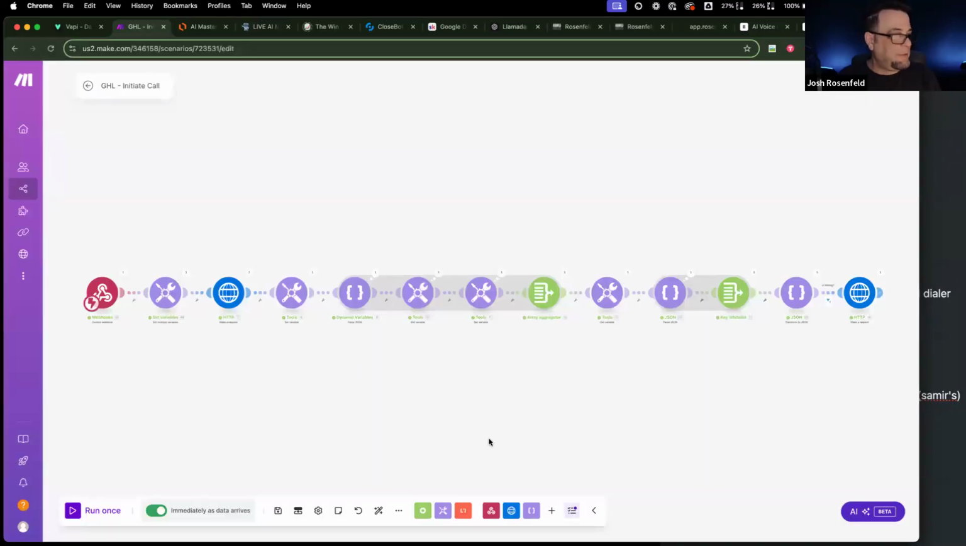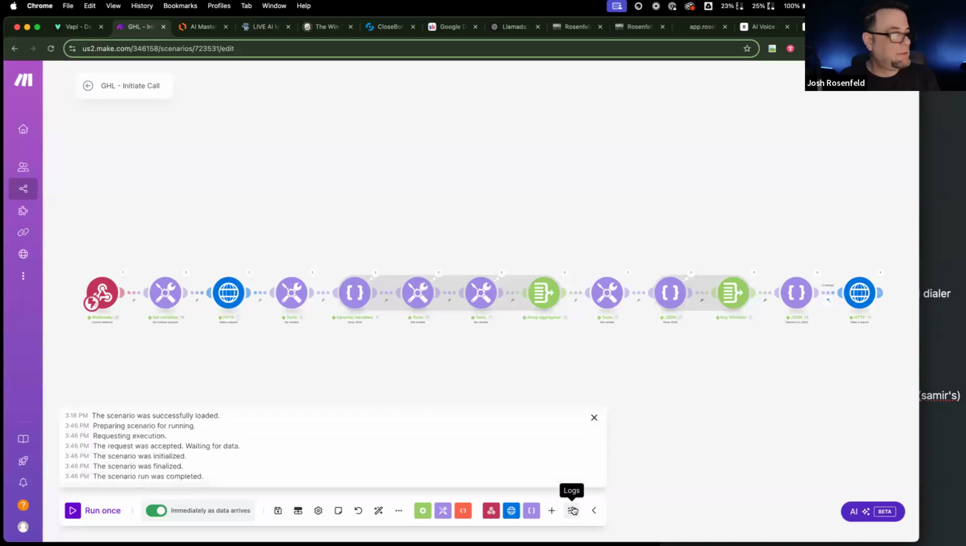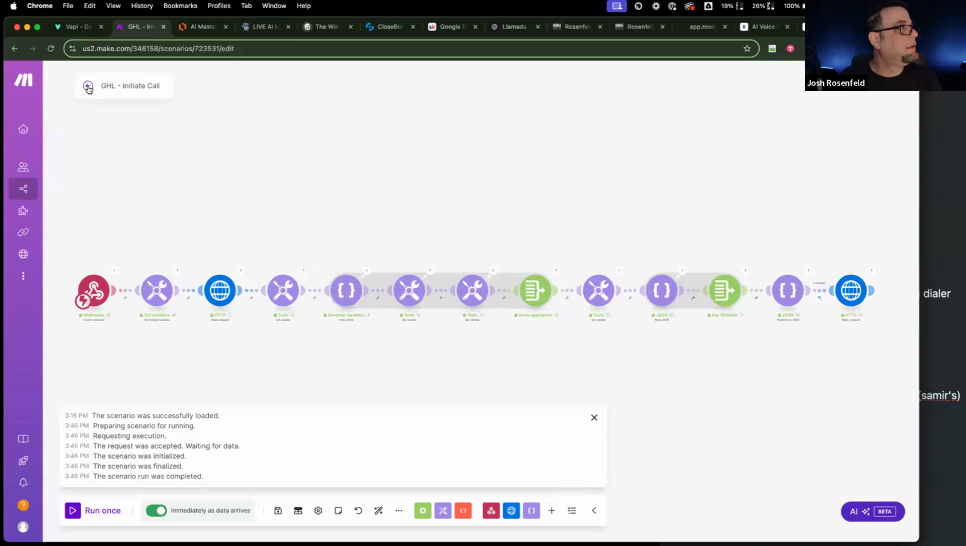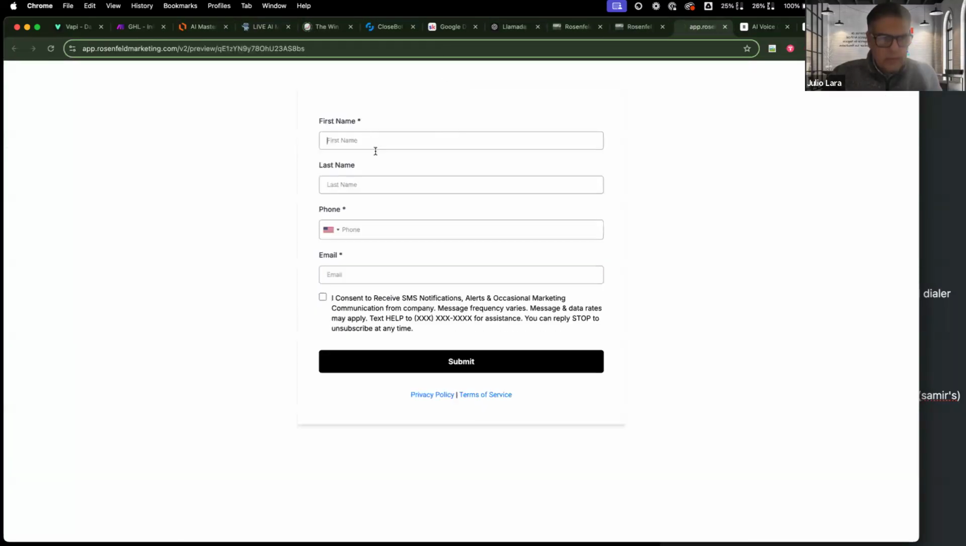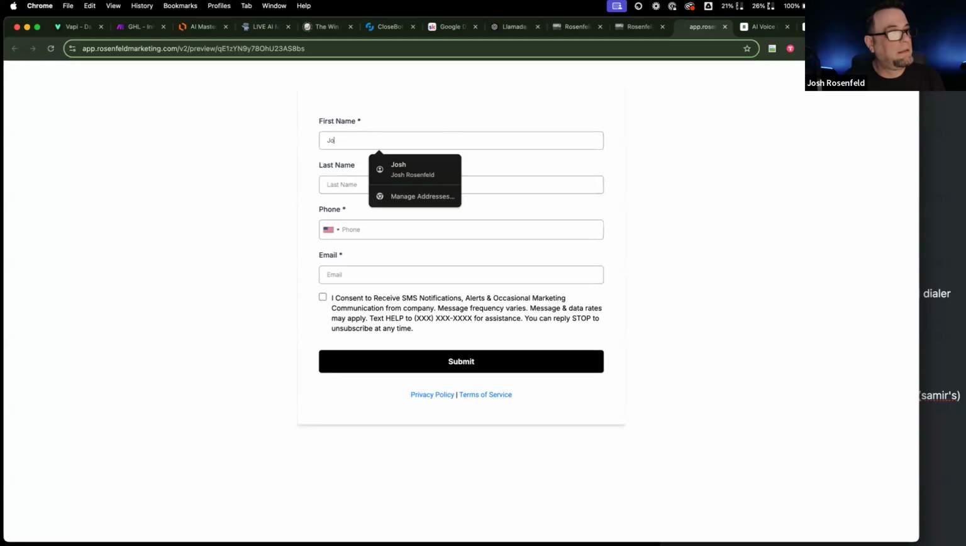Let me see if I'm getting any trouble in Make. Here's the logs. Let me refresh that so I can see all the operations. There's the operation that we're doing right there. You didn't get it? Not yet. Huh. All right, let me do it. I know it works. So let's try that with another one.